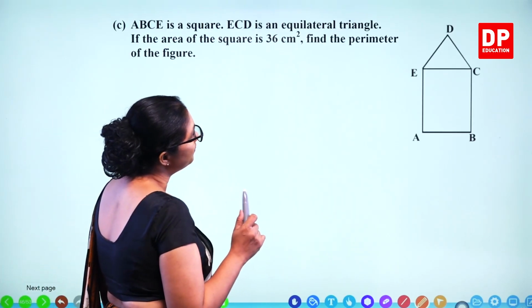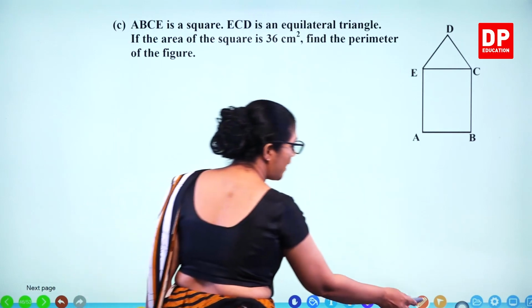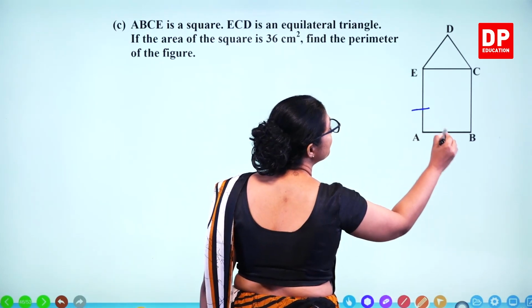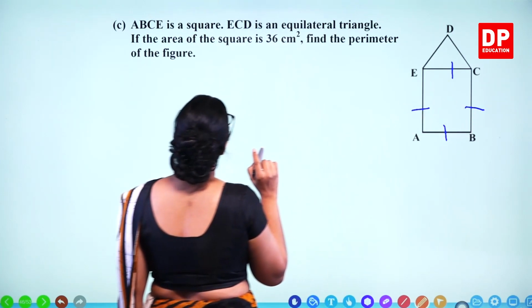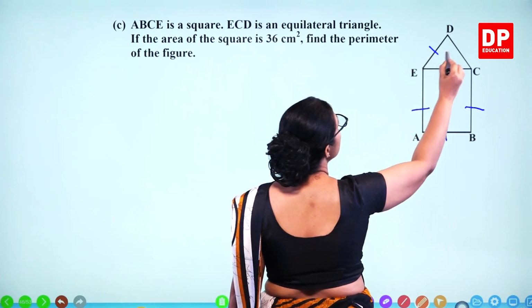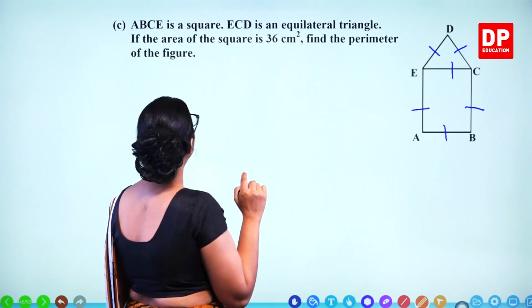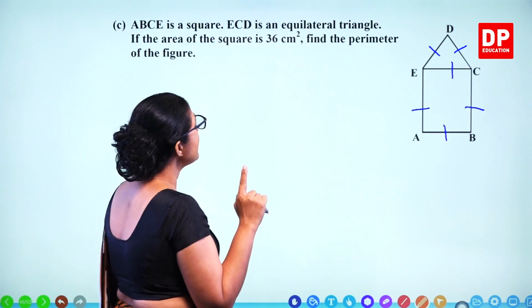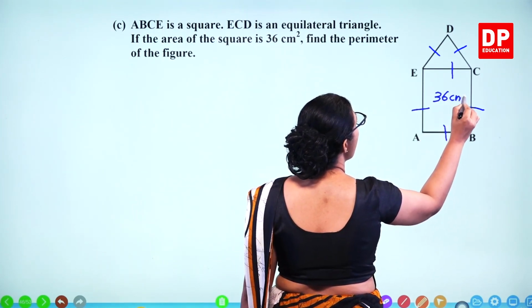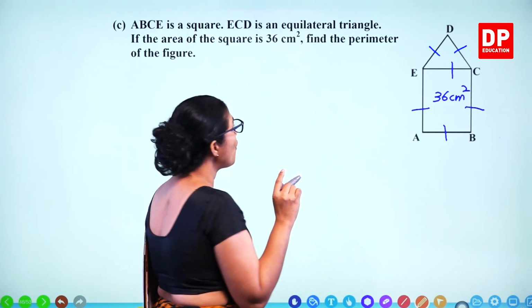ABC is a square. Looks like a rectangle, but it says a square. All sides are equal. ECD is an equilateral triangle. That means all sides are equal. If the area of the square is 36 square centimeters, find the perimeter of the figure.